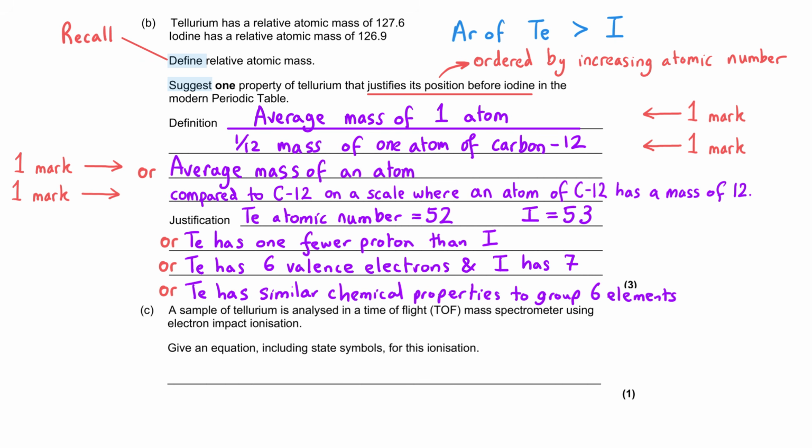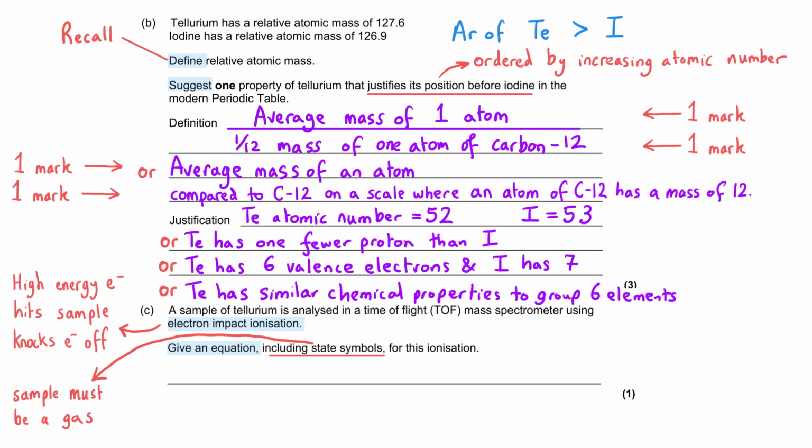Part C says that a sample of tellurium is analysed in a time-of-flight mass spectrometer using electron impact ionisation. Give an equation, including state symbols, for this ionisation. Well, electron impact ionisation is where a high-energy electron hits a sample and knocks an electron out from that sample. And the sample itself must be a gas, and so that means that the element that we start with must be a gas, and the ion that we produce must be a gas.